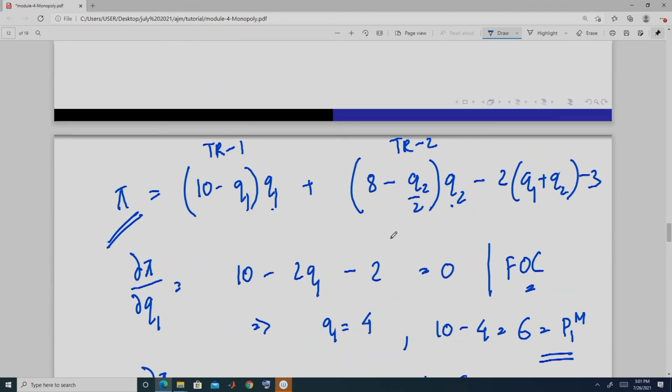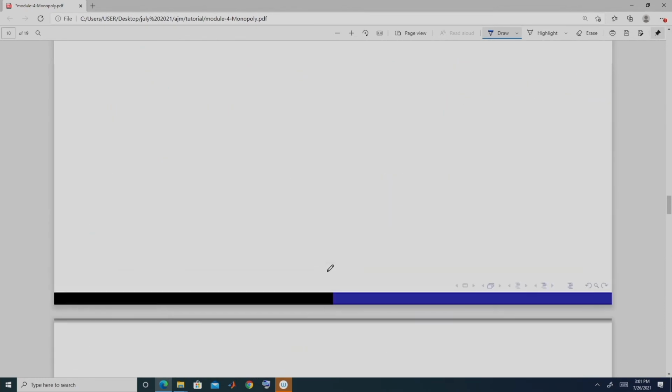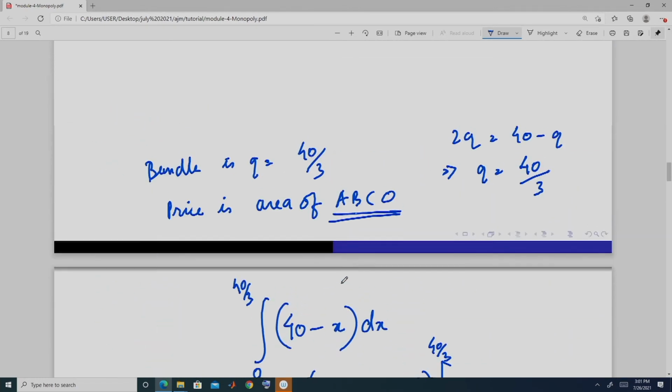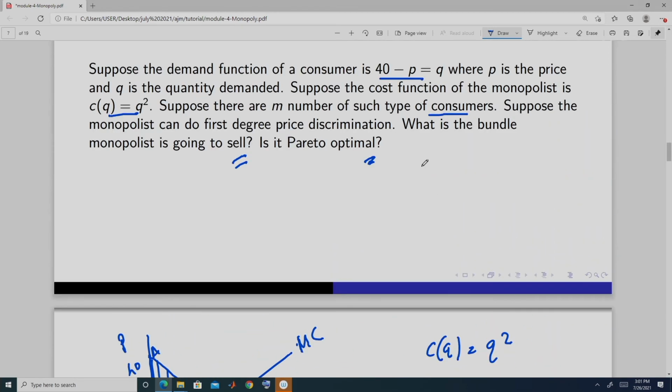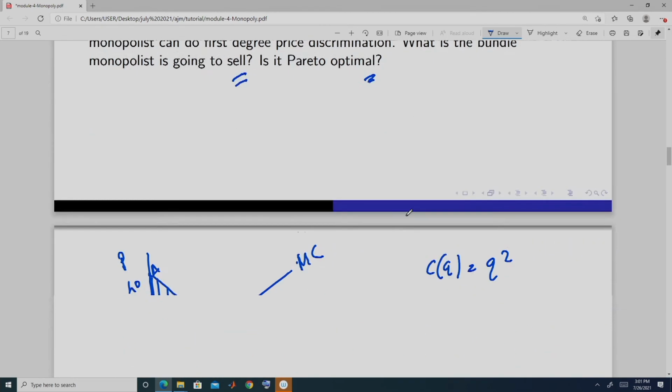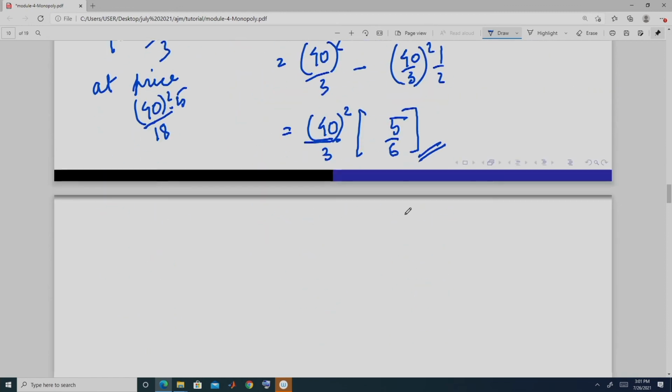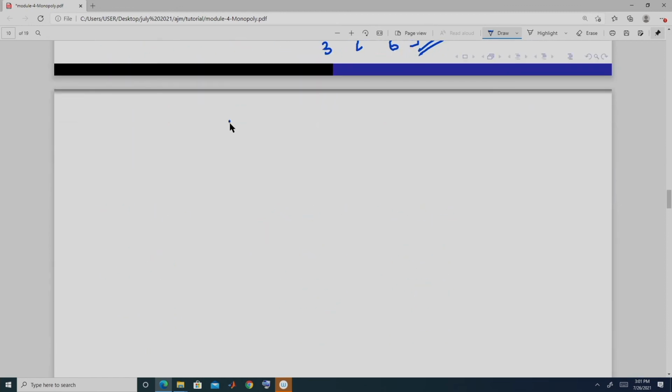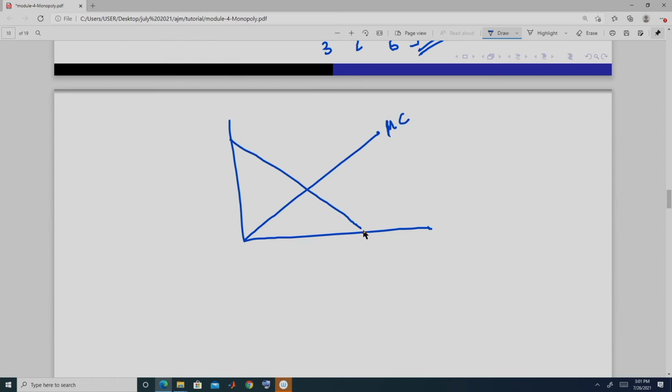Okay? Okay, I have left one thing in the previous question, and that is this question: is it Pareto optimal? That we have already discussed. So, what is the outcome we have got? This is the marginal cost, this is the demand, and this is the price.